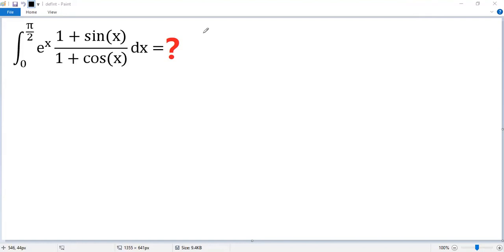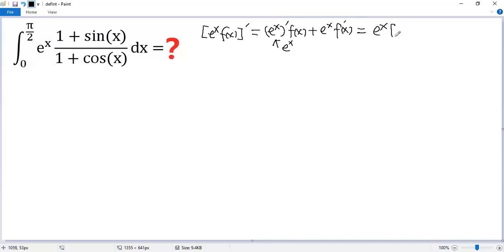Before evaluating the nice definite integral, let's pick up a nice property of e to the power x. We know the derivative of e to the power x times f(x), according to the product rule, equals the derivative of e to the power x times f(x) plus e to the power x times the derivative of f(x). But we know the first factor actually equals e to the power x. So we can write it as e to the power x times f(x) plus the derivative of f(x).